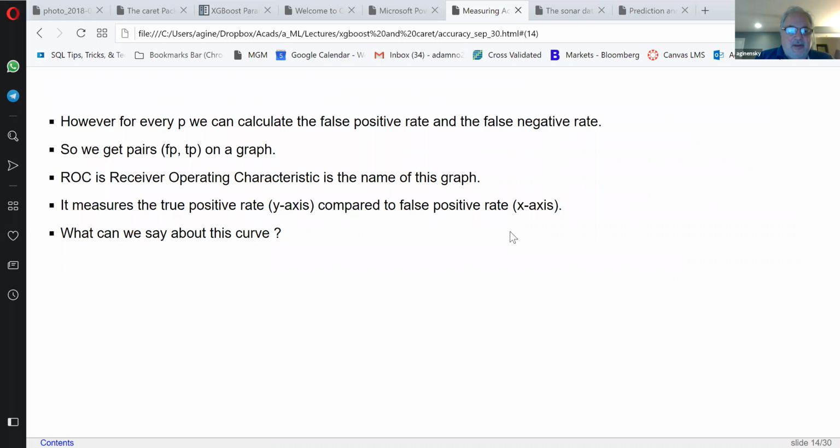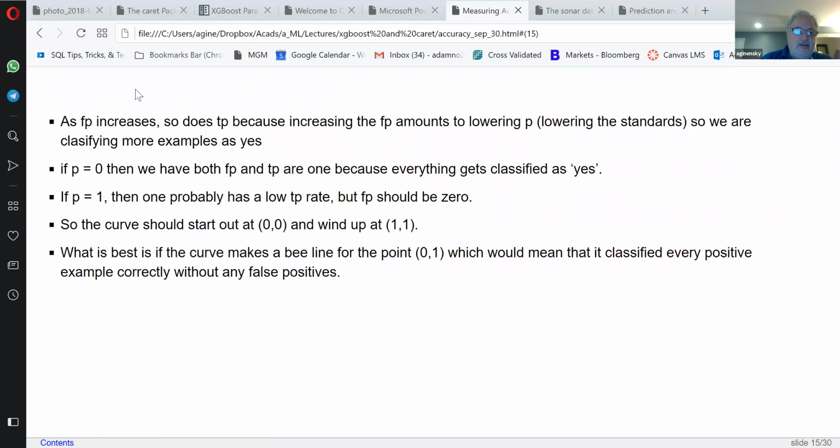But that would be the ideal thing. But you do get a pair for every probability, and what you expect to see is that as you move along allowing more false positives, you're going to have a higher true positive rate. That curve is called the ROC curve. As the false positive rate increases, so does the true positive rate, because if you're just loosening the criteria and allowing more positives, you're going to have more true positives as well as more false positives.